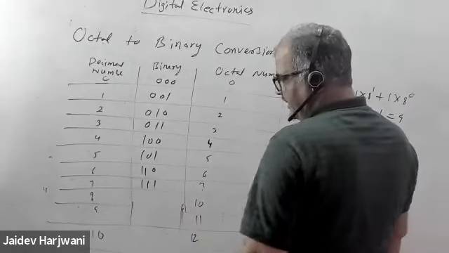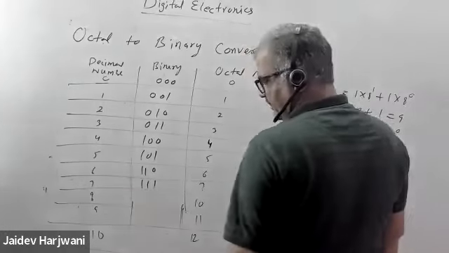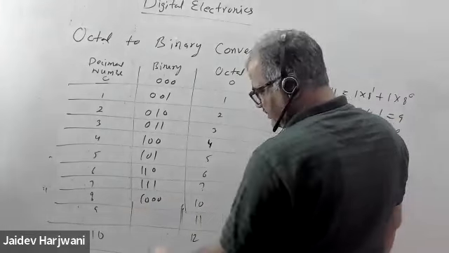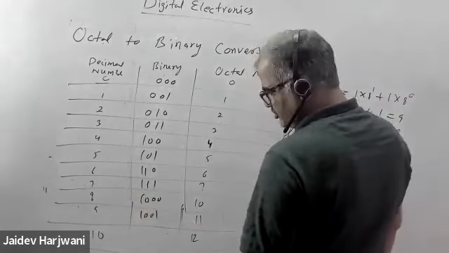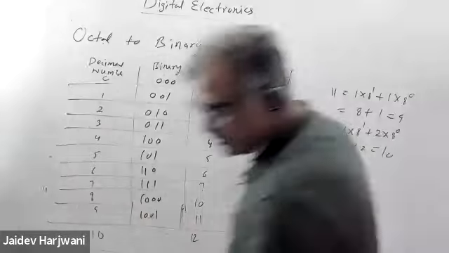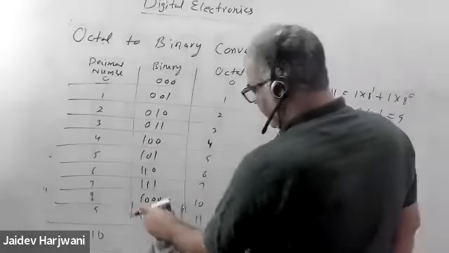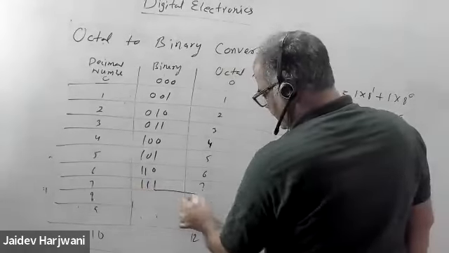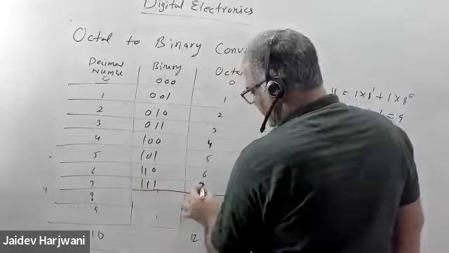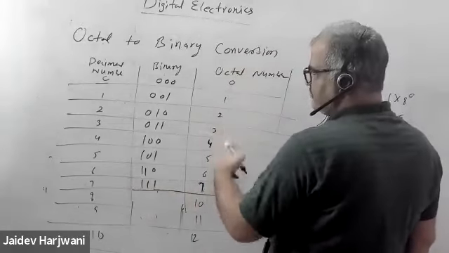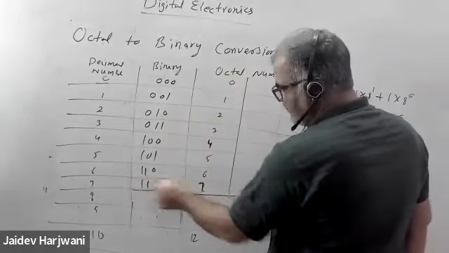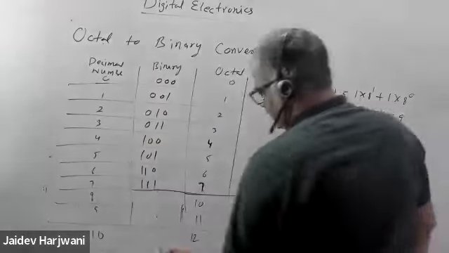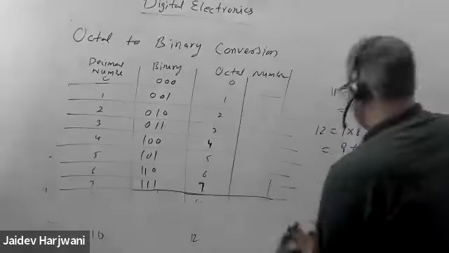Then 8 is 1000. 9 is 1001. So these I don't require, because in the octal number system we have only up to 7. If I want to convert an octal number to binary, I require up to 7 only. So these things are not required here for the octal number system.